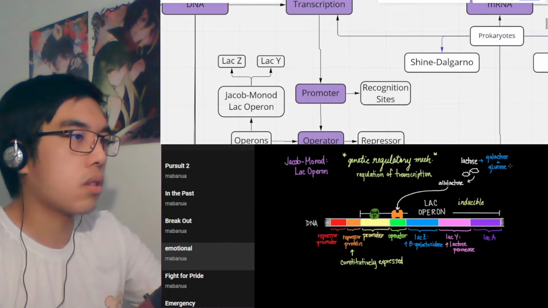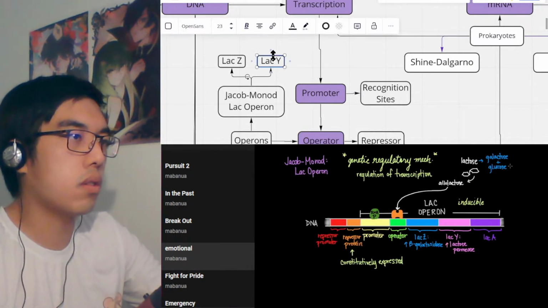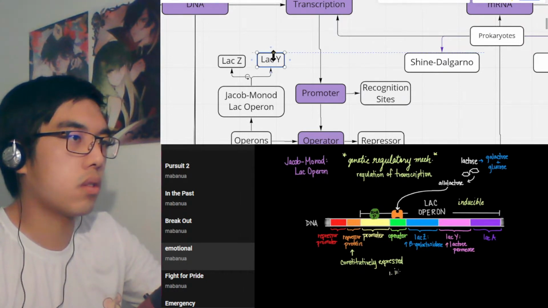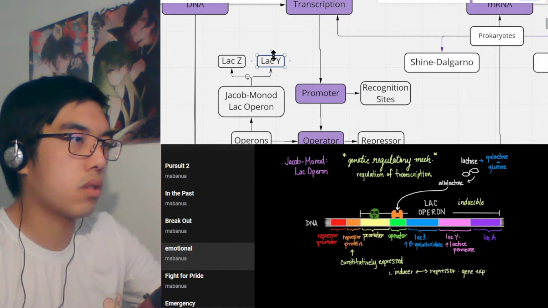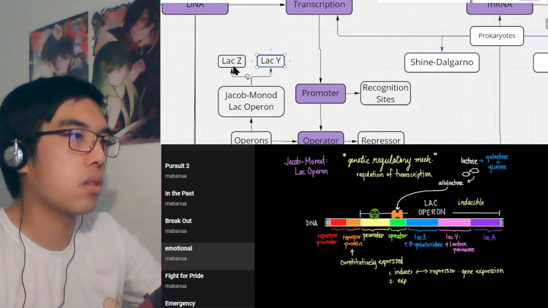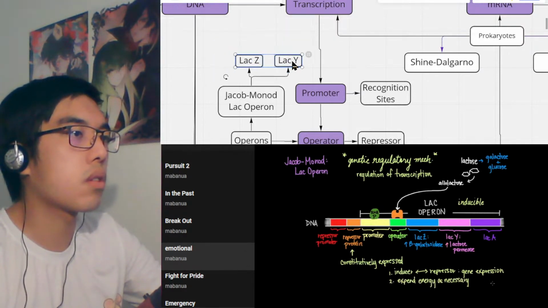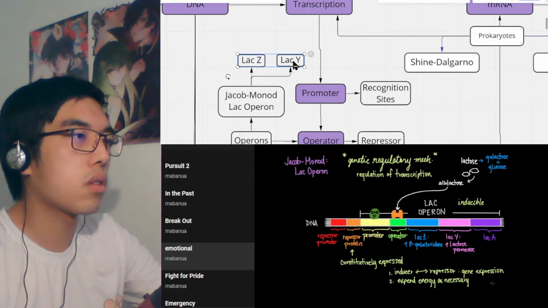Now, there are two key takeaway points from the lac operon model. The first is to realize that it is the interaction between the inducer and the repressor molecules that mediates gene expression. And the second idea is that the cell expends energy to make enzymes only when necessary. So there are inducible genes whose transcription is induced when a particular molecule is present.